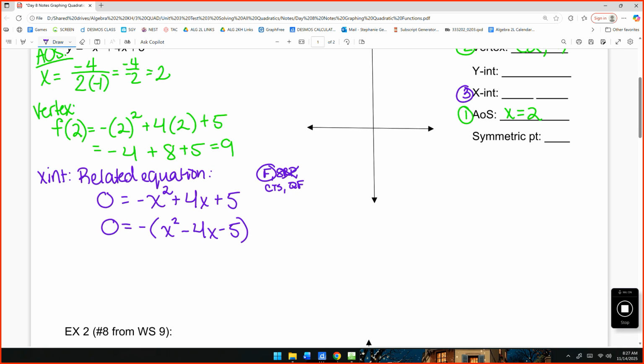Now I have 0 equals negative (x minus 5) times (x plus 1). So either x minus 5 equals 0 or x plus 1 equals 0.